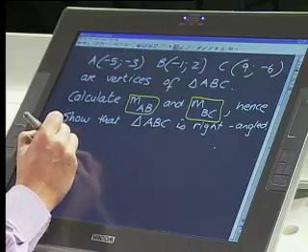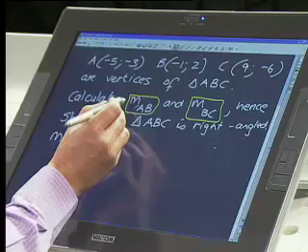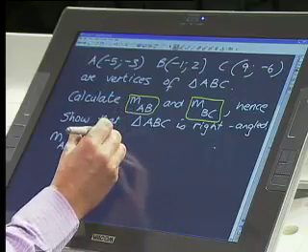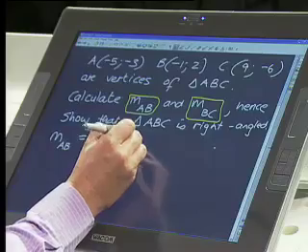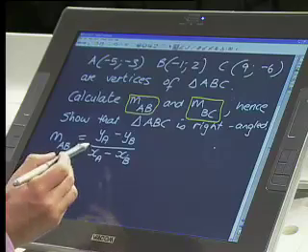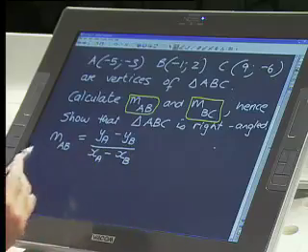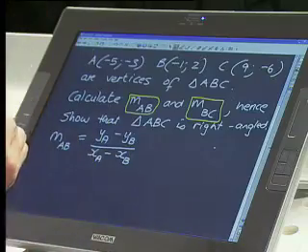We know the formula for the gradient of AB is y1 minus y2 over x1 minus x2. That is absolutely correct, but I like to write the gradient of AB like this: YA minus YB over XA minus XB. Then I know I'm going to take the y at A and the y at B, because if I put ones and twos, sometimes I get confused.